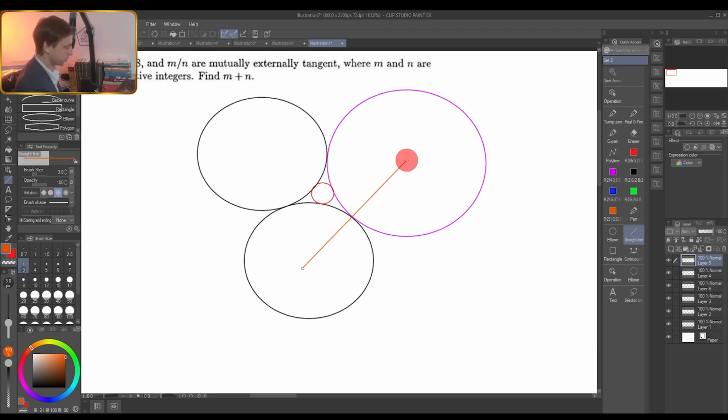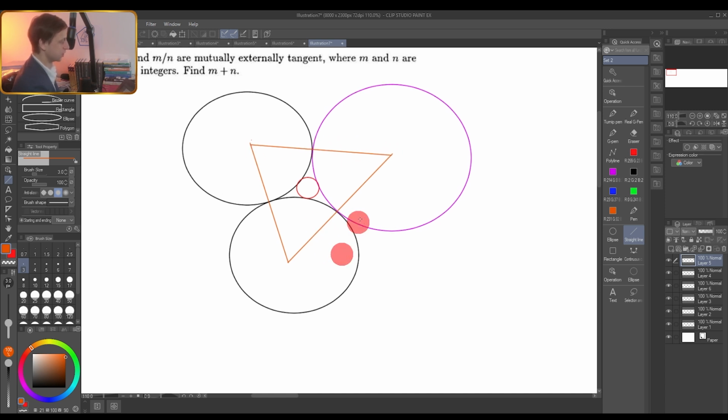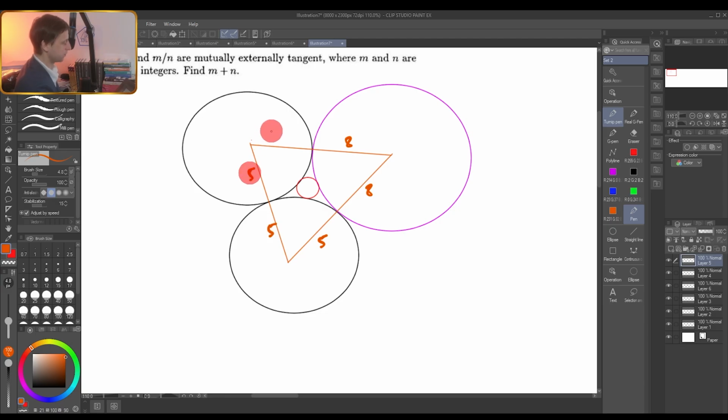So here, the center of the circle and the point of tangency are on the same line. The same for two of these. Center, point of tangency are on the same line. And here also center, point of tangency. So this circle has a radius 8. So this is 8, this is 8, this segment is 5, this segment is 5, this is 5, and this is 5. So you can see here we already have an isosceles triangle.